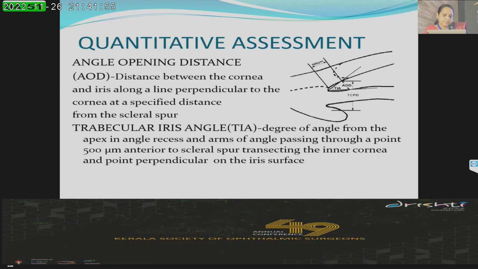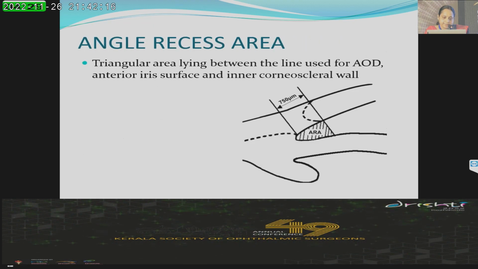Various parameters can be assessed with this software in these imaging modalities. The most important is angle opening distance, that is the distance between the cornea and iris along a line perpendicular to the cornea, at a specified distance from the scleral spur, usually 250 or 500 microns. And then the trabecular iris angle.